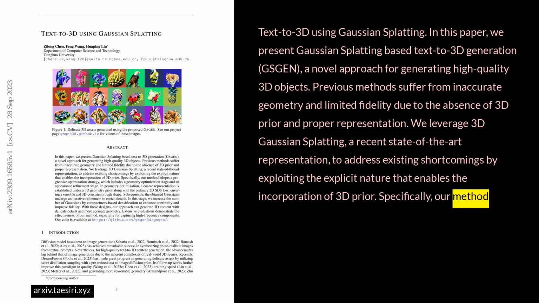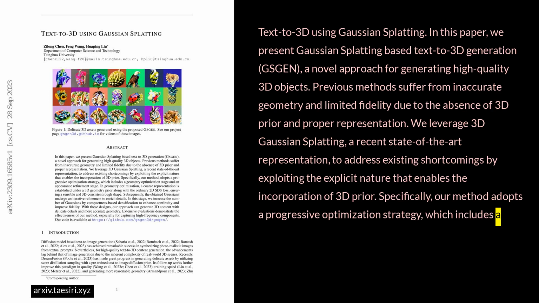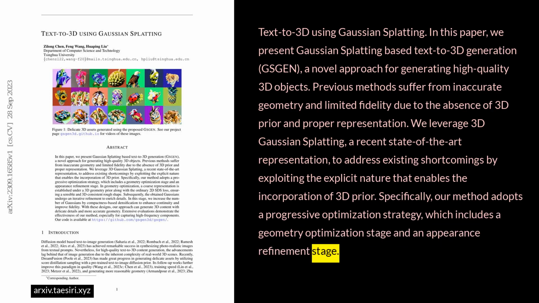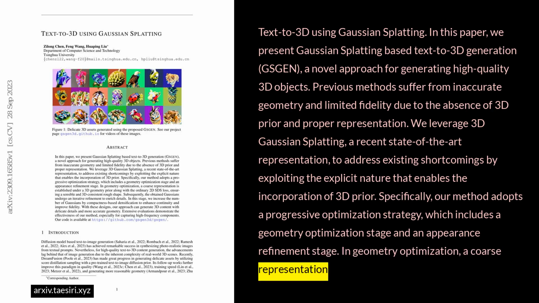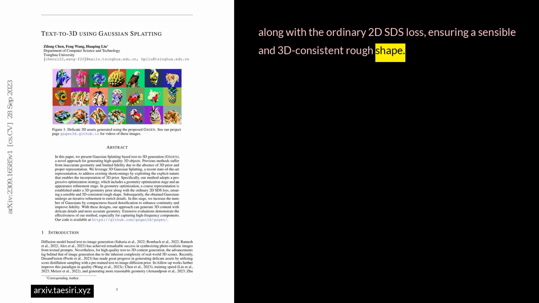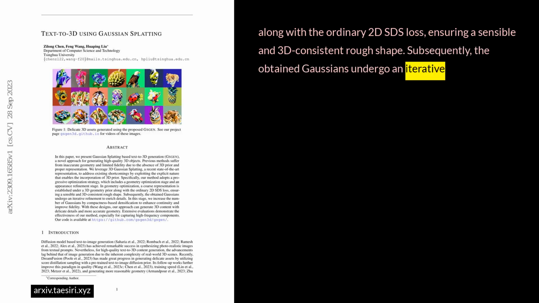Specifically, our method adopts a progressive optimization strategy, which includes a geometry optimization stage and an appearance refinement stage. In geometry optimization, a coarse representation is established under a 3D geometry prior, along with the ordinary 2D SDS loss, ensuring a sensible and 3D consistent rough shape. Subsequently, the obtained Gaussians undergo an iterative refinement to enrich details.